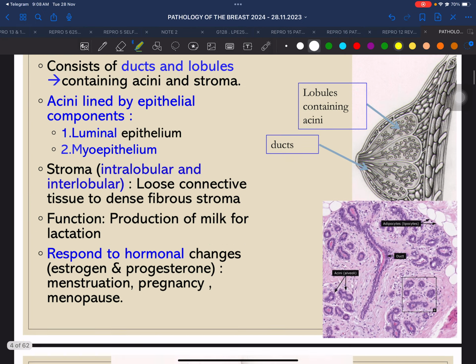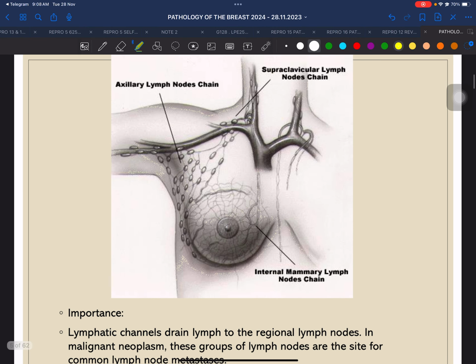Again, you have to note the lymphatic channels that drain the area of the breast, because it is very important. When you have malignant changes, it will spread to the lymphatic channels and most commonly to the axillary lymph nodes. First, let us look at the non-neoplastic pathology.